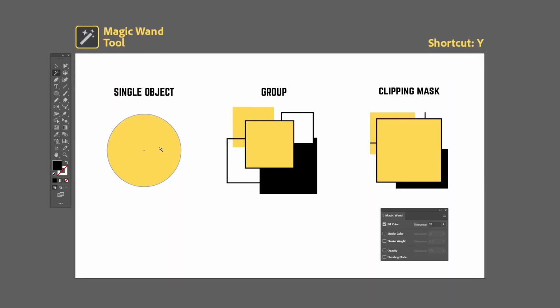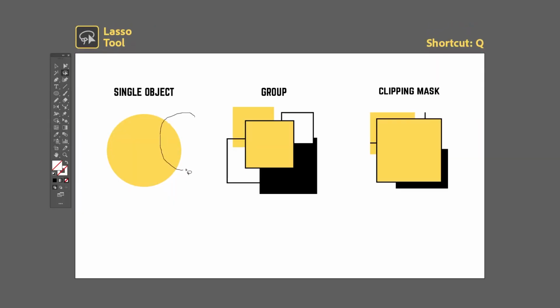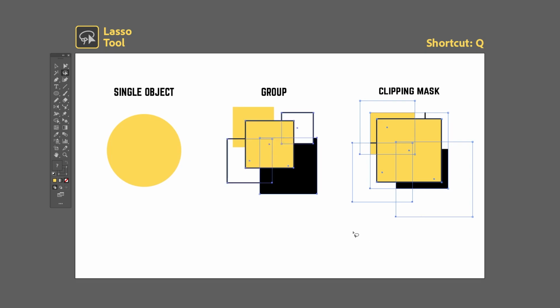The Magic Wand tool. Shortcut is the letter Y, used to select objects with similar properties such as color and stroke. It selects any object in your document, including ones in groups and clipping masks. Options for the Magic Wand can be changed in the Magic Wand panel. The Lasso tool. Shortcut is the letter Q. It selects any anchor point inside the path drawn, including from objects in groups and clipping masks.